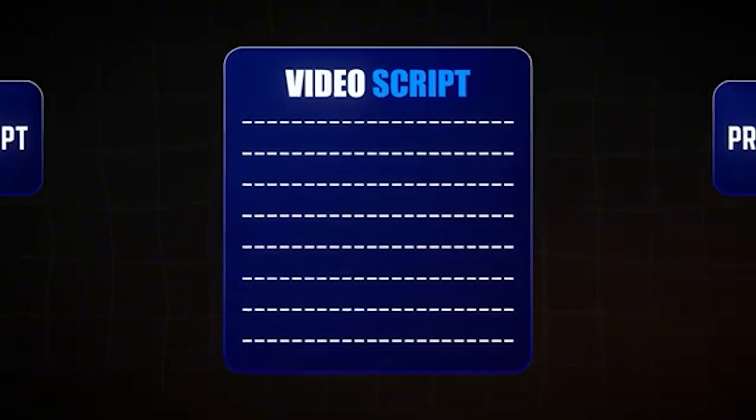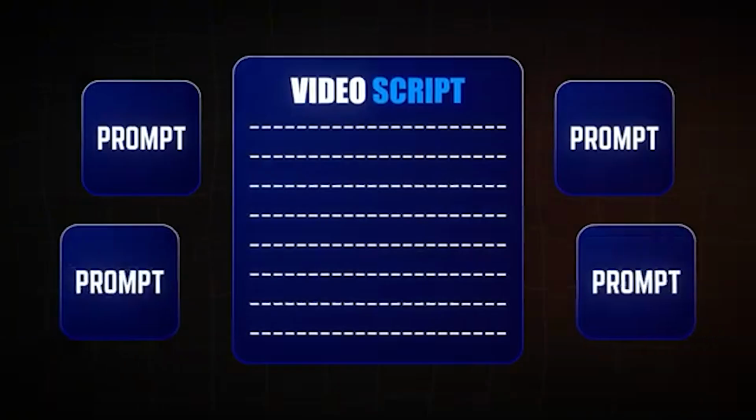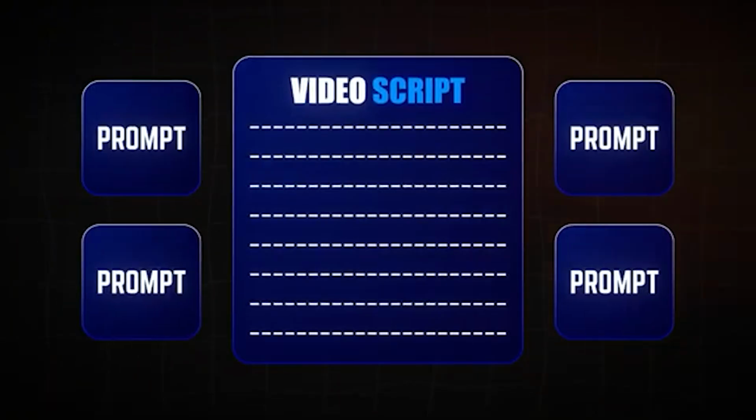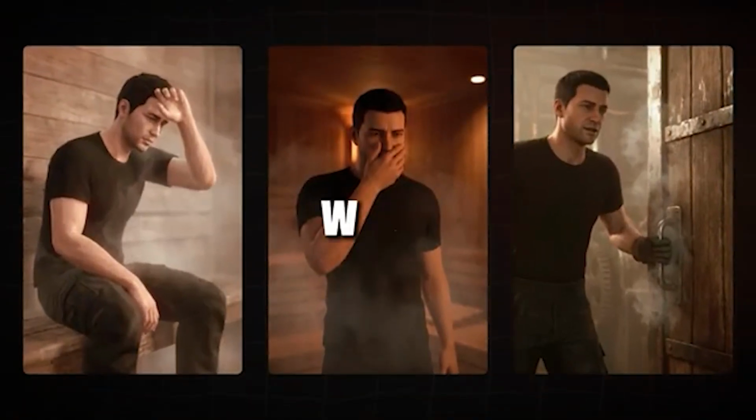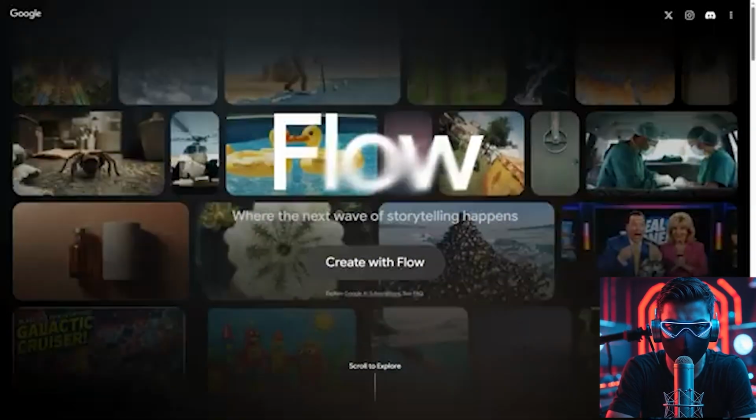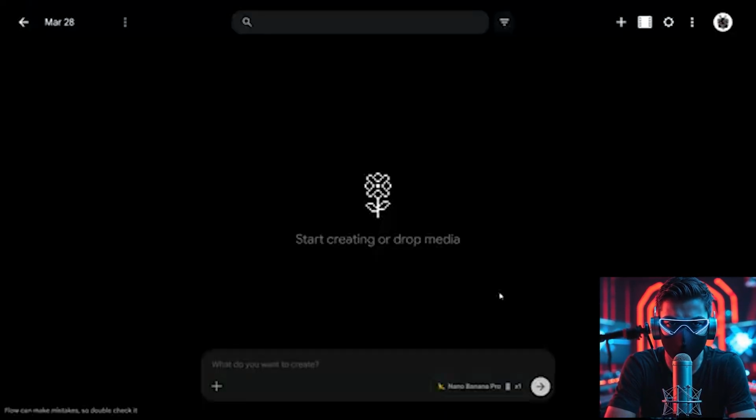So now that we have created a highly engaging script and all of the prompts needed for the visuals, you are finally ready to move on to the video creation process, where the first step is creating all of the images for the video. So watch closely. Now for this step, we will use Flow. So go ahead and open it.